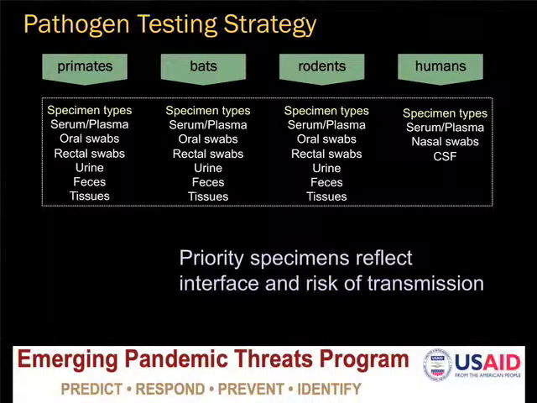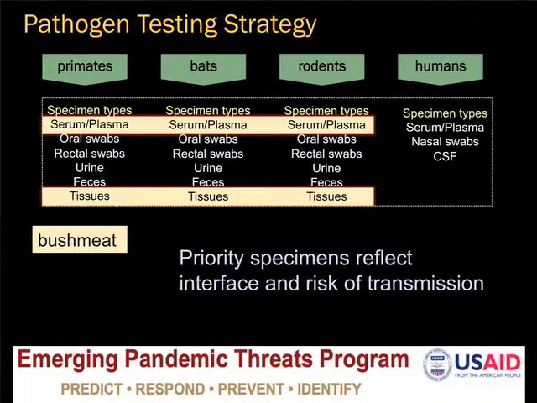So we've taken a strategic approach to how we prioritize the testing of these samples. Our approach is to prioritize the specimens that have to do with the route of transmission at that interface. So for instance, if the sample that we're testing happens to be a bushmeat sample, the route of transmission would likely be through the blood or the bodily fluid of that animal. So we would test the whole blood, serum, or plasma, or tissue.